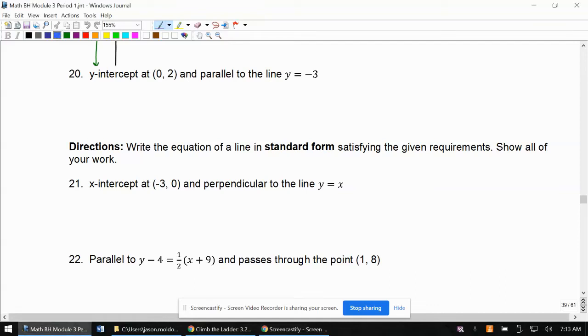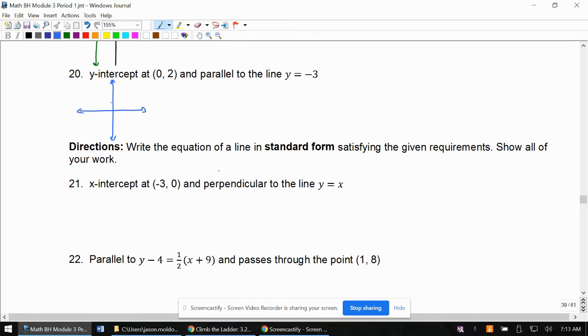Number 20, we want to write the equation of the line, and it describes it as having a y-intercept at (0, 2) and parallel to the line y equals -3. Similar to the one above, these types of problems have little to no work. You can think about them. Another option would be you sketch it if you're not sure what's going on here.